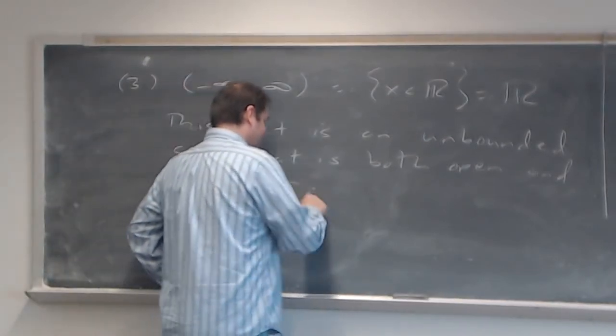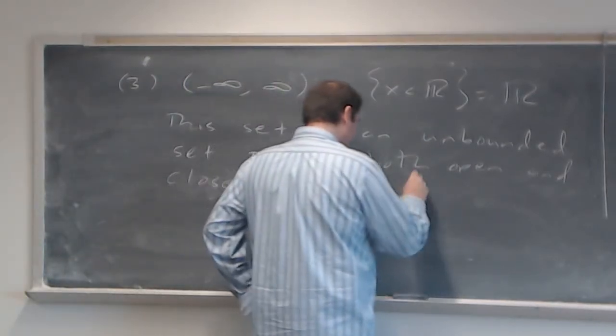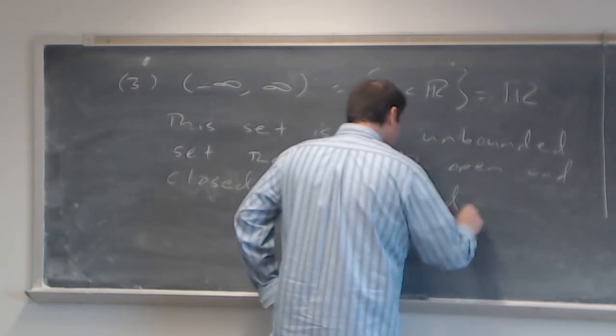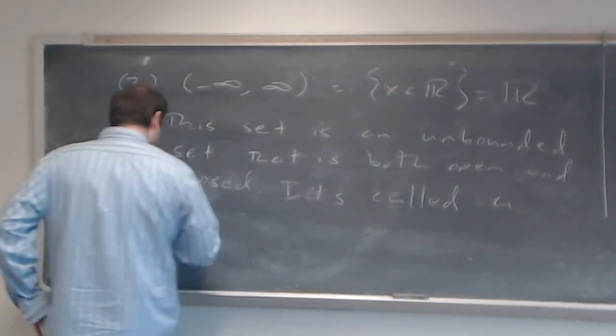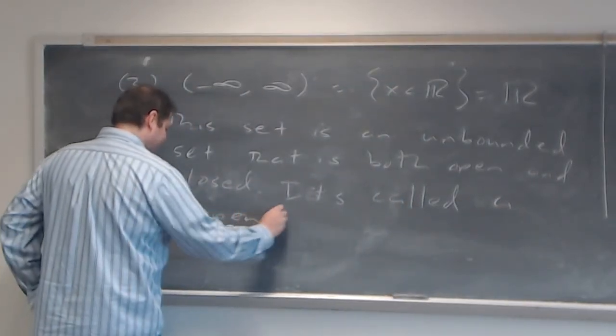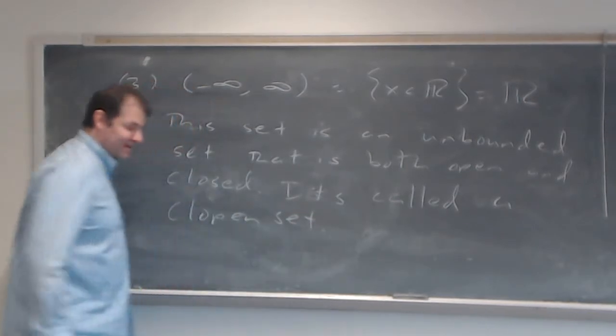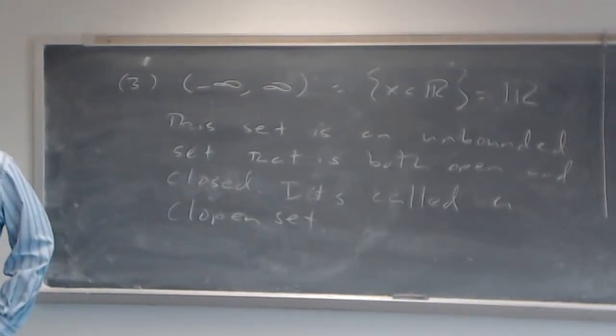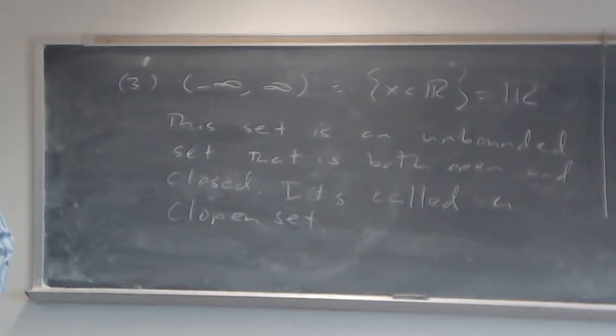Here it comes. It's called a clopen set. Now you think I'm making it up, I'm not. That's the mathematical term. It's called a clopen set. Anyway, that's what it is.